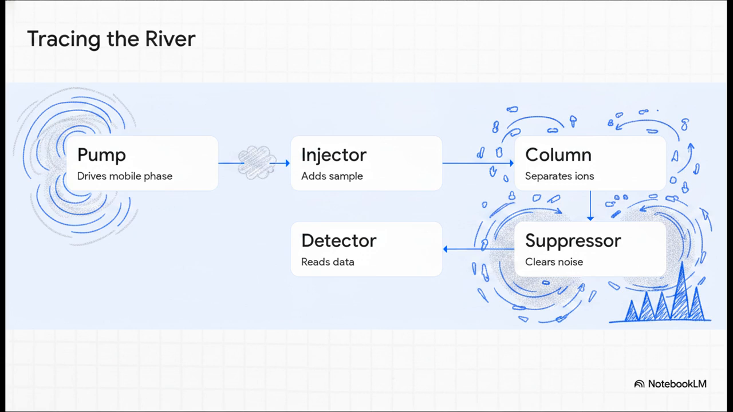In step 4, the liquid passes through a seriously brilliant device called a suppressor, which we'll definitely dig into in a minute, to clear out the background chemical noise. And finally, the separated sample reaches the conductivity detector, which reads the data and gives us our beautiful measurable peaks.